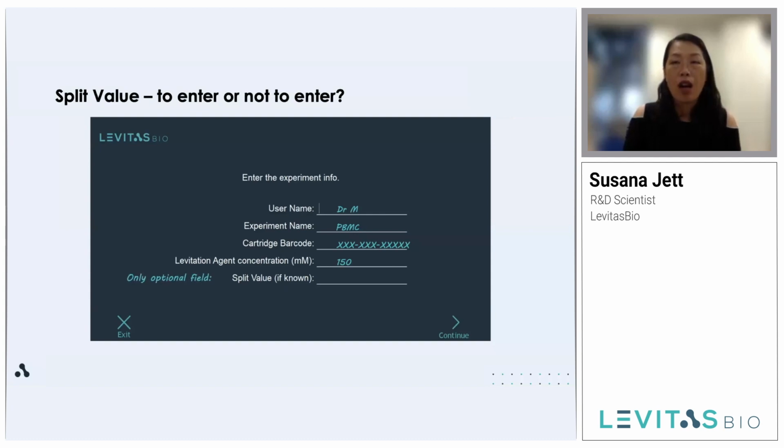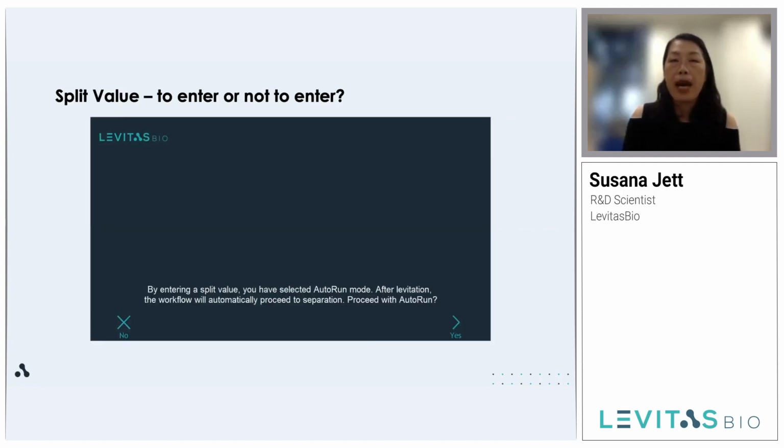This is the only optional field on this page. Well, Dr. M, for a standard live enrichment, you usually do pretty well entering a split value of 0. By entering the split value, you have selected auto run mode. After levitation, the workflow will automatically proceed to separation. Proceed with auto run?